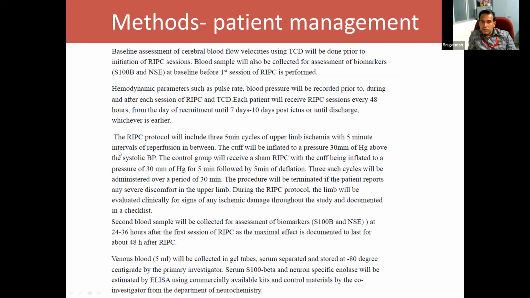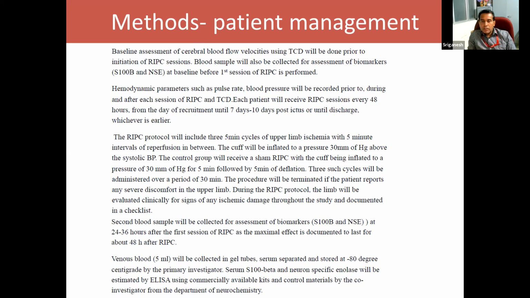What is true RIPC? You have mentioned true RIPC and sham RIPC. Now you should define here what is true RIPC. Here true RIPC implies 5-minute cycles of upper limb ischemia with a 5-minute interval of free perfusion in between. The cuff will be inflated to a pressure 30 millimeter mercury above the systolic blood pressure. And in the sham RIPC, everything will remain the same except that the pressure will be inflated to only 30 millimeter mercury for 5 minutes.